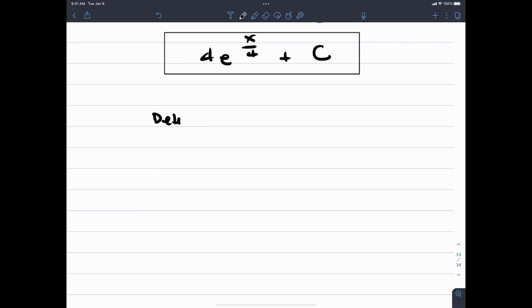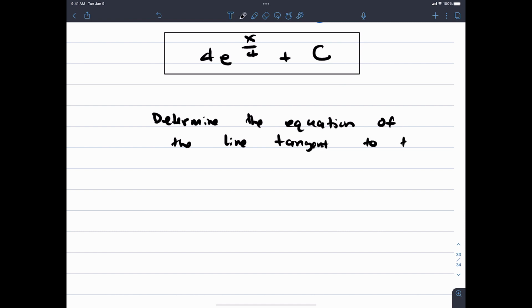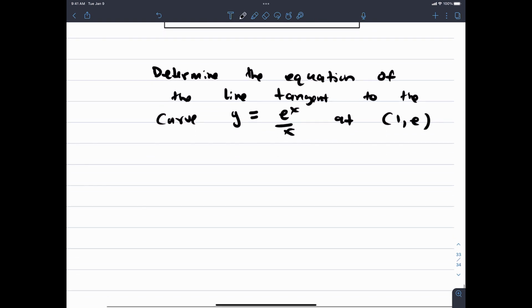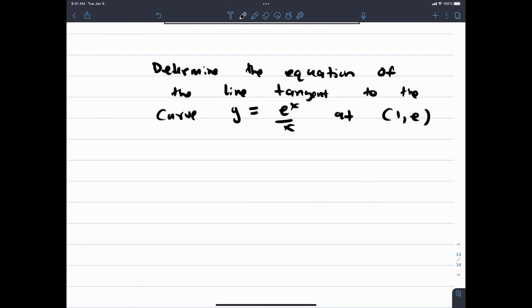This is popular as well. Determine the what? I've asked this question a lot. Equation of the what? Line tangent to the curve. Tangent to what curve? Y equals e to the x over x at the point, okay, you always have to have a point on the curve at this location. Do you guys remember these kind of questions?